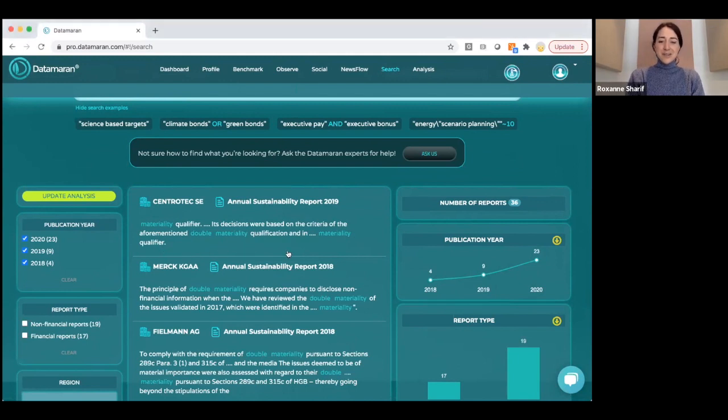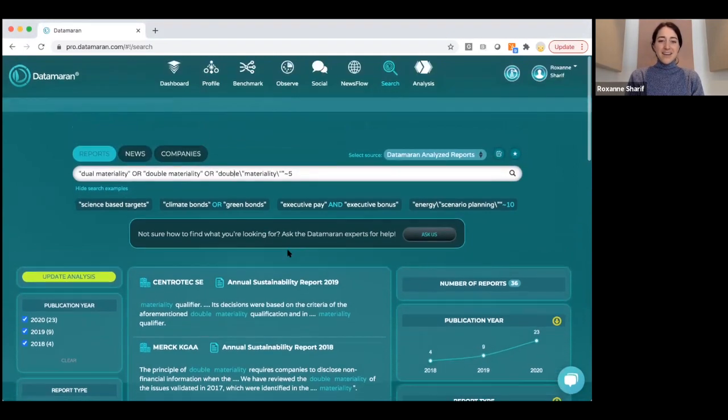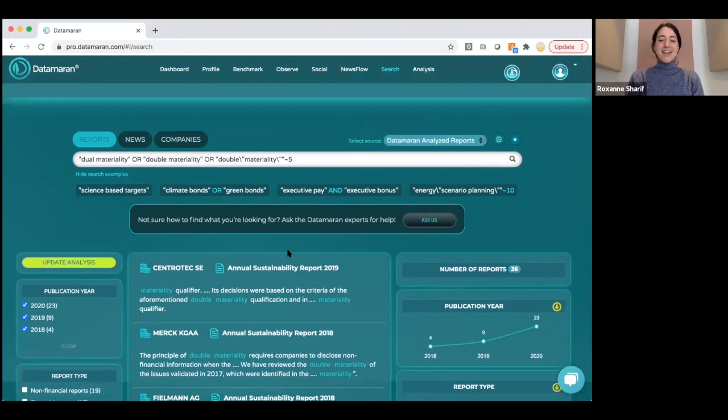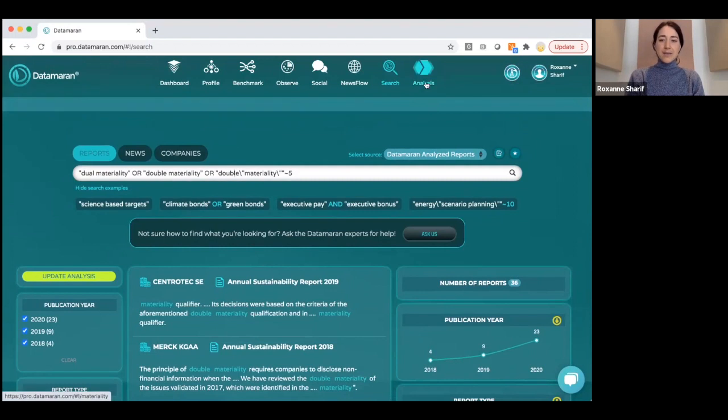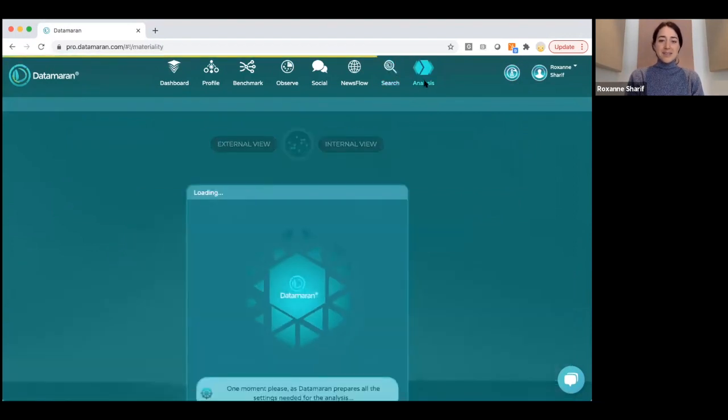So continuing on with our programming of how to perform a double materiality analysis in DataMoran, in order to do that, I will navigate to the analysis module.